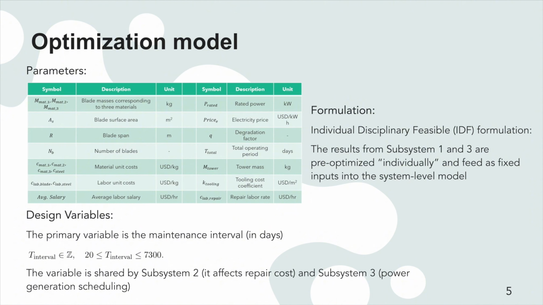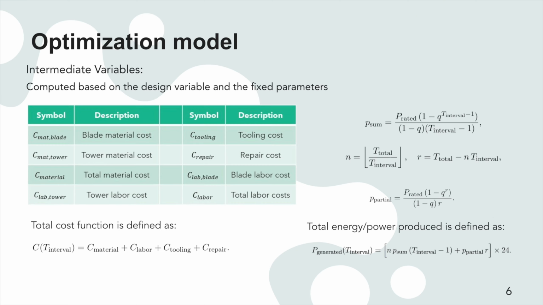We also have electricity price, for calculating the earnings. The results from sub 1 and sub 3 are pre-optimized and are used as inputs into the system-level model. The primary variable is the maintenance interval because it is related to both the energy generation lost and the investment. We also have several intermediate variables, including different costs like material costs and labor costs. The total cost of each interval is defined as the sum of all of them. The P sub sum here is the average power between every two maintenance days.